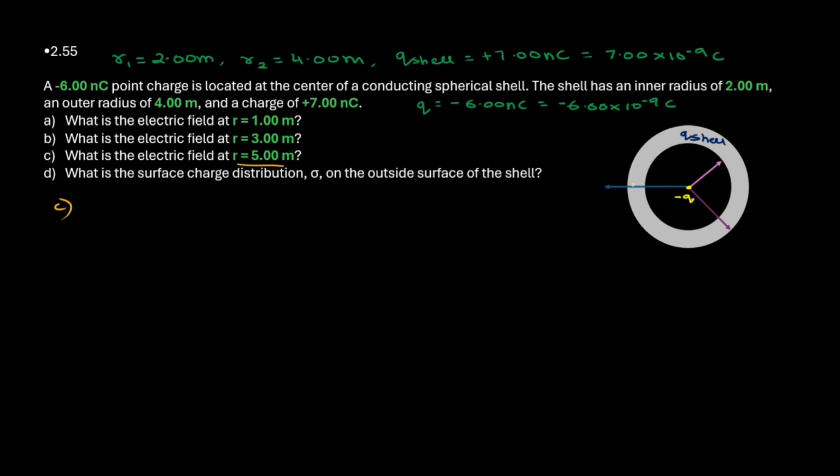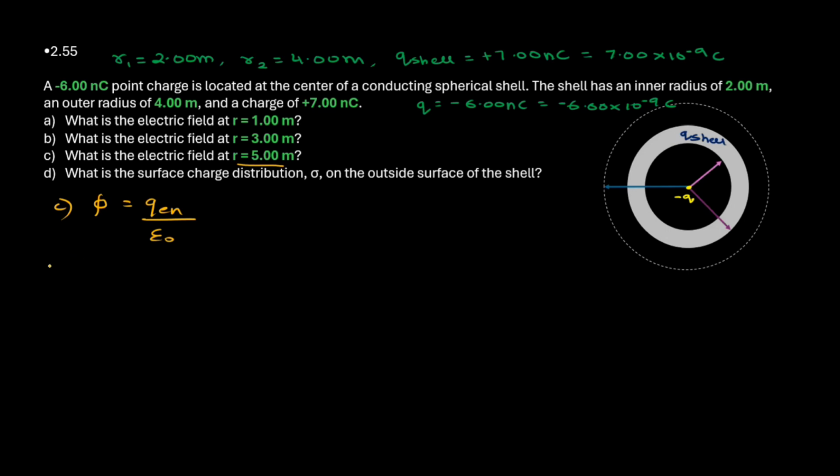So this distance lies outside of the spherical shell. We will construct a Gaussian surface passing through the point at a distance 5 meter from the center. And we follow the same steps to calculate electric field. I write my total flux through the surface will be equal to charge enclosed over epsilon naught.